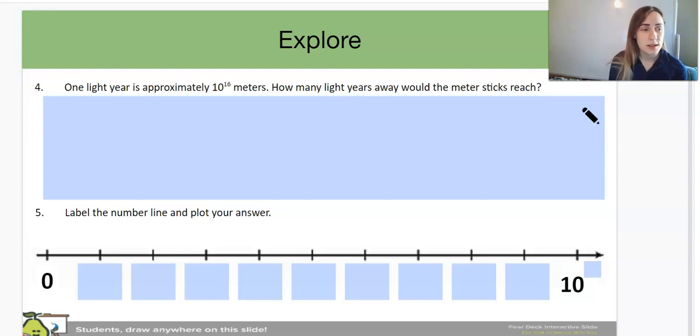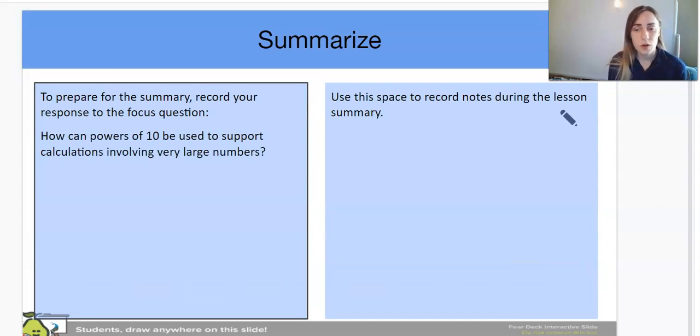And finally, once you've answered slide E, we'll go on to slide F, where you will record your response to the focus question. How can powers of 10 be used to support calculations involving very large numbers? In the future, when you look at problems with a lot of quantities, I hope you come back to the strategy of creating a representation to help you see the relationships you're given. Remember to think like a mathematician and have a beautiful day.